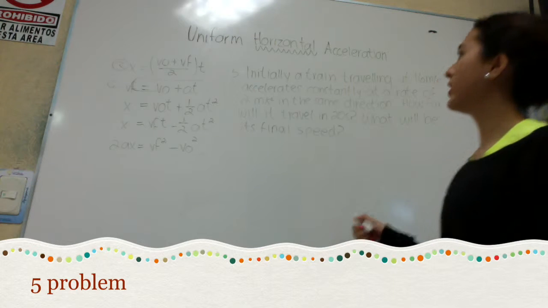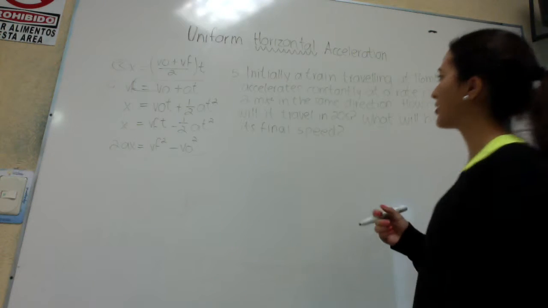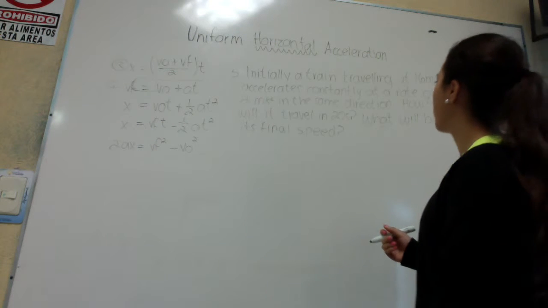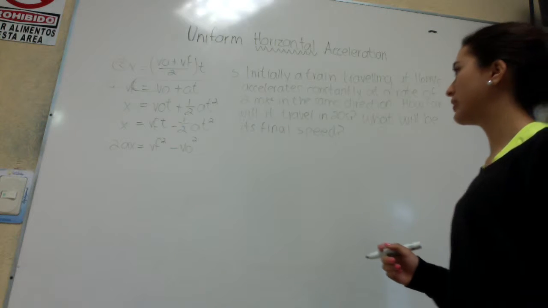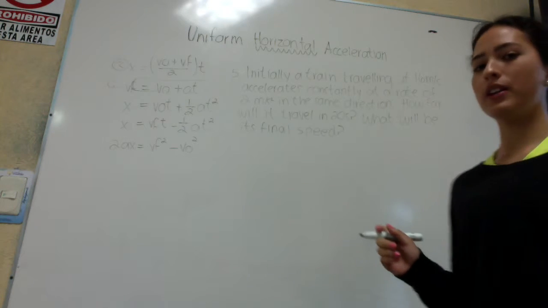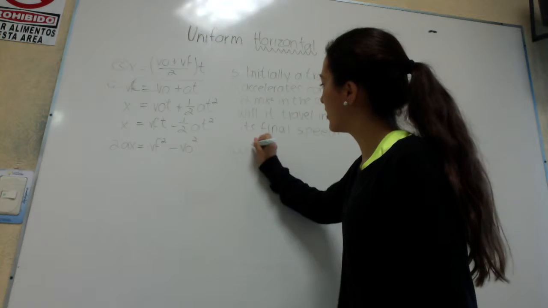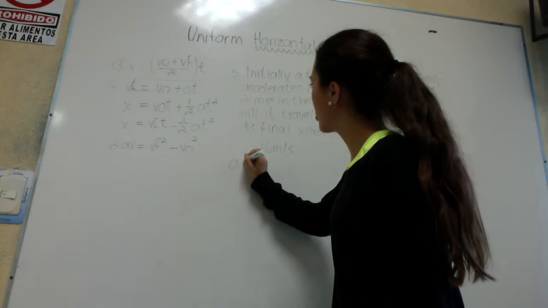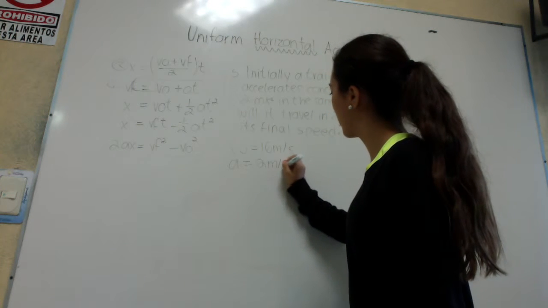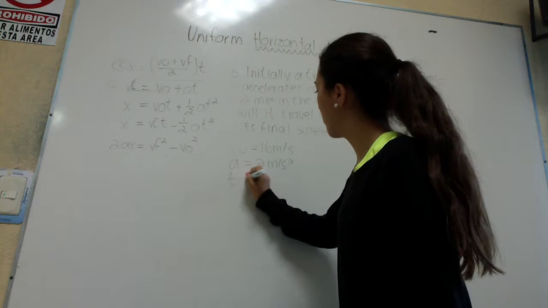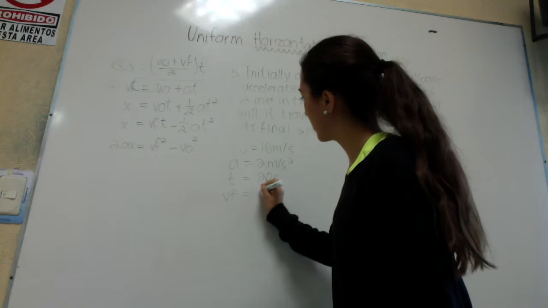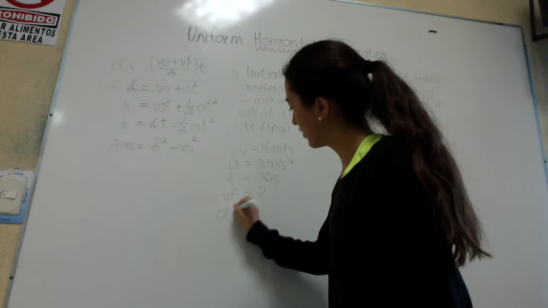Okay, here we have the final problem. Initially, a train traveling at 16 meters per second accelerates constantly at a rate of 2 meters per second squared in the same direction. How far will it travel in 20 seconds, and what will be its final speed? Here we have the initial velocity of 16 meters per second, the acceleration of 2 meters per second squared, and the time of 20 seconds. So we need the final velocity and the distance, which equals x.